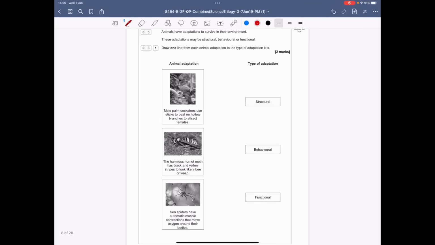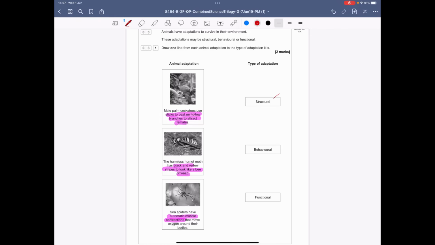Question 3 then. Animals have adaptations to help them survive in the environment. These adaptations may be structural, behavioural or functional. Draw one line from each of the animal adaptation to the type of adaptation it is. So you've got male palm cockatoos use sticks to beat hollow branches to attract females. You've got the harmless hornet moth has black and yellow stripes to look like a bee or wasp. And you've got sea spiders that have automatic muscle contractions that move oxygen around their body. And we've got 3 different types: structural, behavioural and functional.